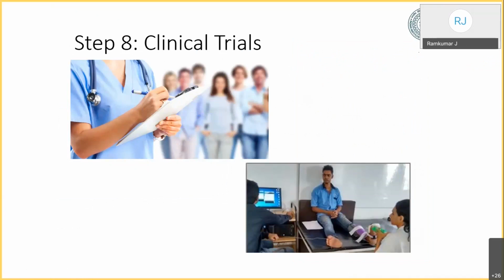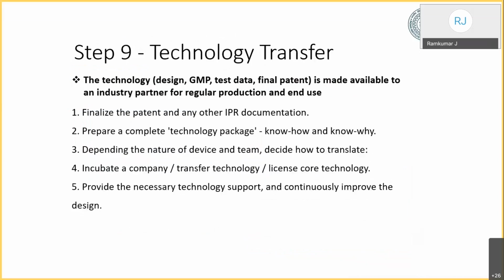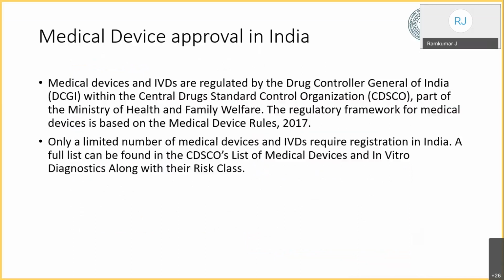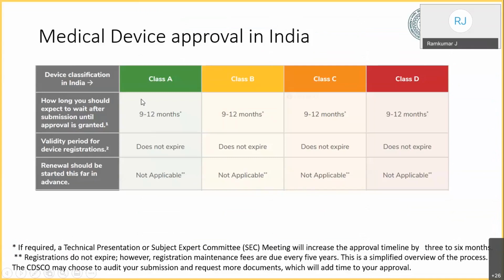Then we do our clinical trials, get the details, and establish classifications. And finally, we do a technology transfer, wherein our IP document plays a very, very important role. In India, the regulatory body is CDSCO, which you are very much aware of, and CDSCO gives the clearance for a product to get into the market. When we look at the Class A, Class B, Class C, Class D approach, for Class A, how long should you expect to wait? Class A is 9 to 12 months until approval is granted.